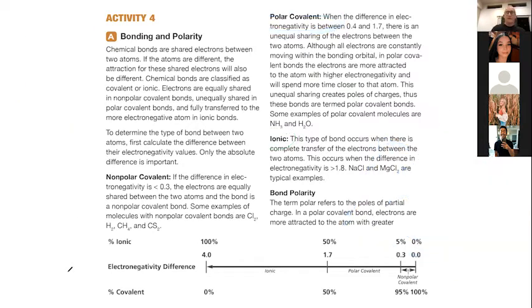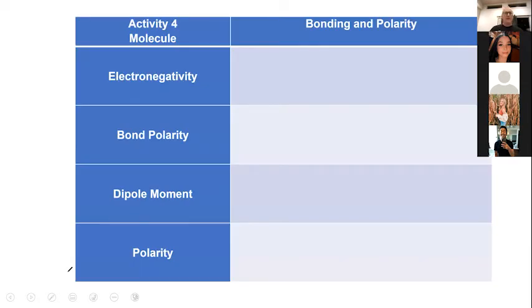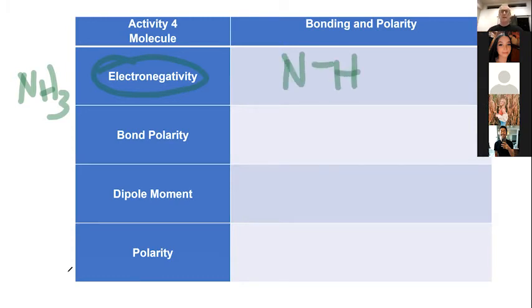So when we come to activity number 4, take the same molecules, and it's basically asking what is the difference in electronegativity between the central atom and the other atoms around it. So for instance, if I have ammonia, those would be NH bonds. And I believe nitrogen is 3 and hydrogen is 2.1. So the difference in electronegativity is 0.9.